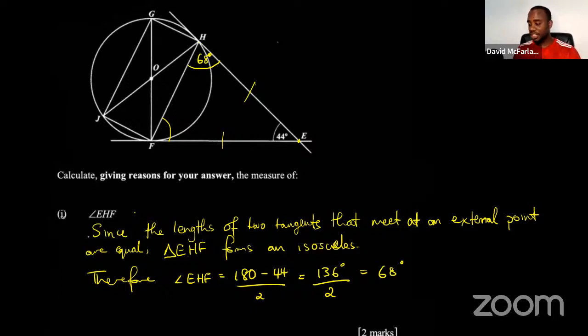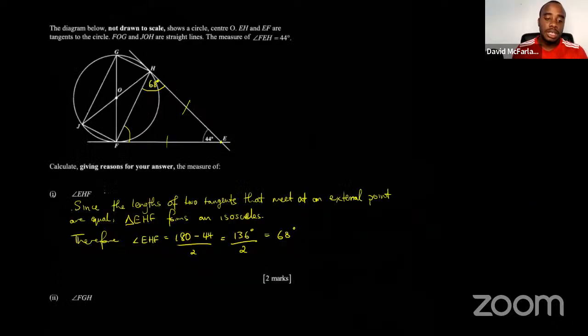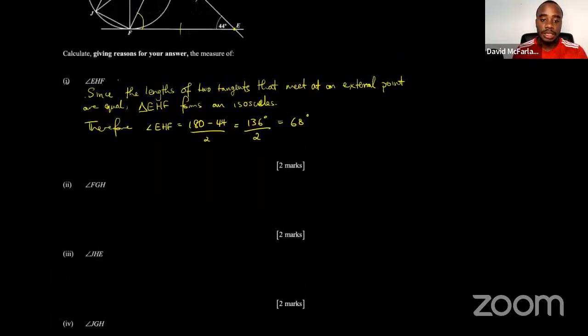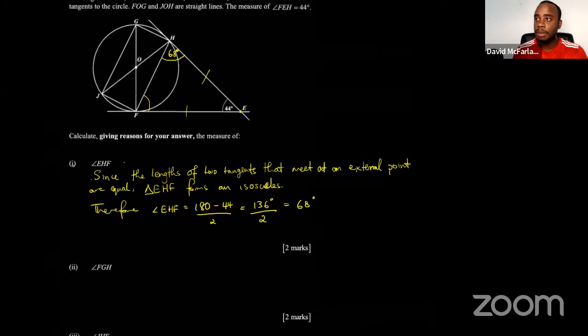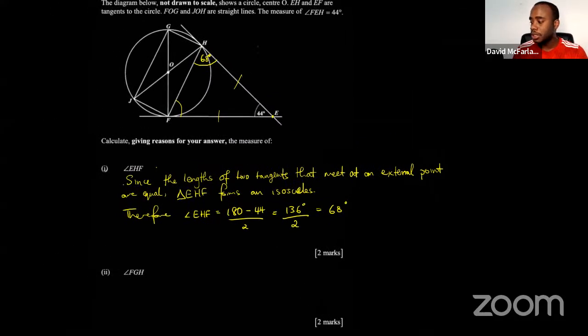So guys, again, just be very careful with your chords and your radii. Now let's go to the next one, FGH. I don't think I have to copy this one. I think we can just use it. So FGH. Where is FGH? Put it in blue. FGH is right here. What is angle FGH going to be and why, most important?